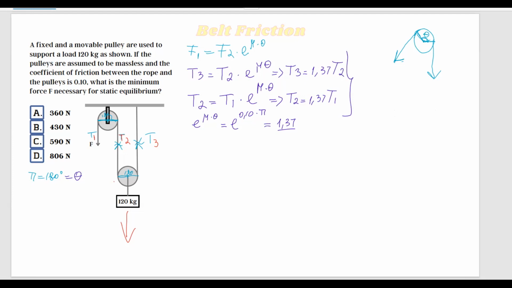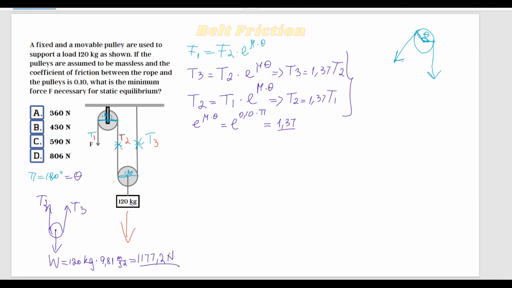Now looking at this system, if we draw the free body diagram, we can say that this is our pulley. We have two forces pulling upwards, T3 and T2, and then we have this force pulling down, which is the weight equal to 120 kilograms multiplied by g, which is 9.81 meters per second squared. So the weight is going to be equal to 1177.2, and these are newtons.